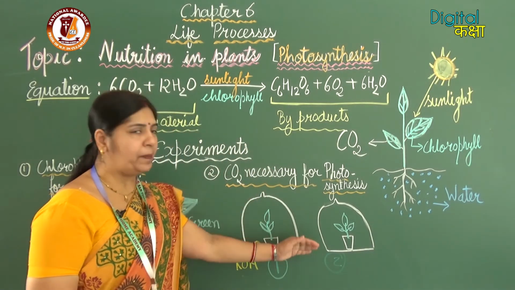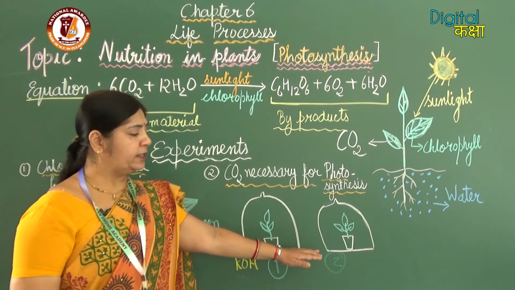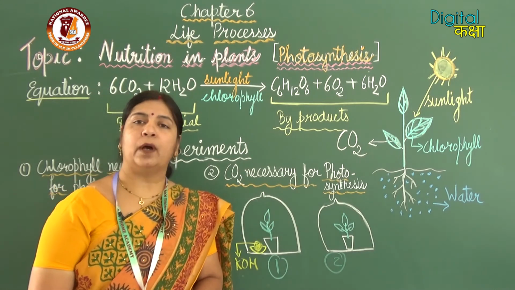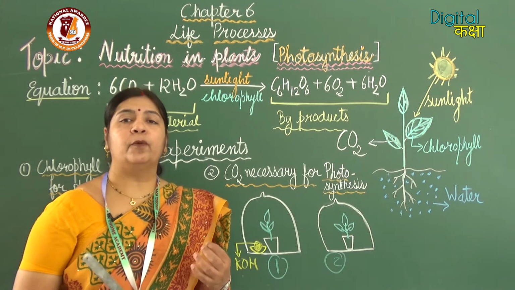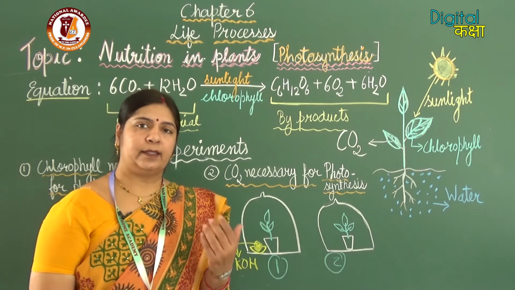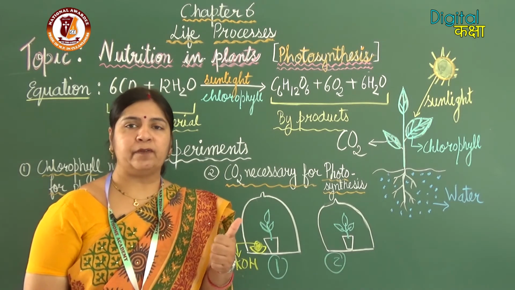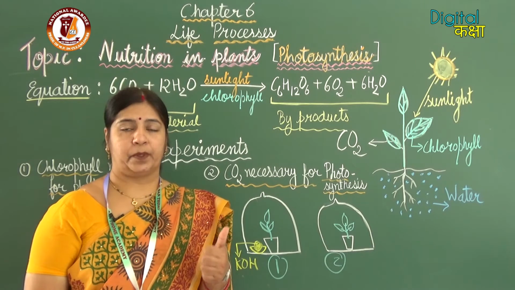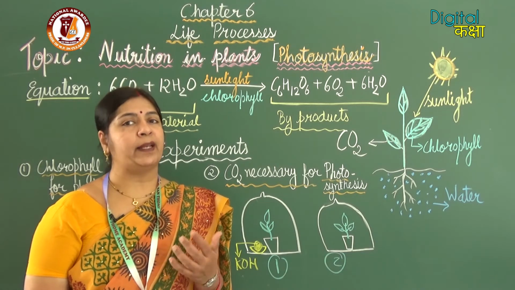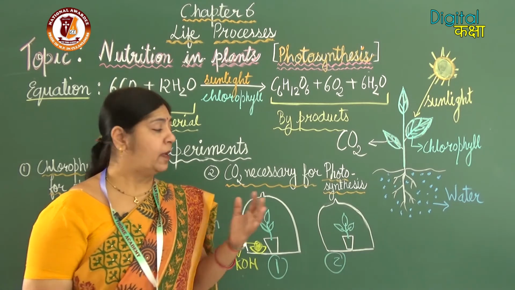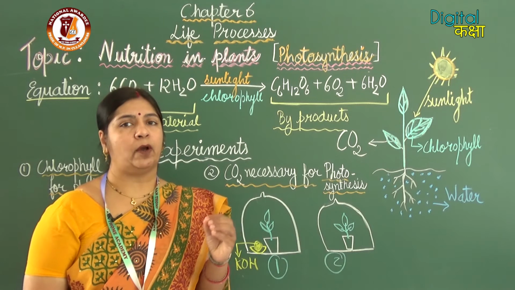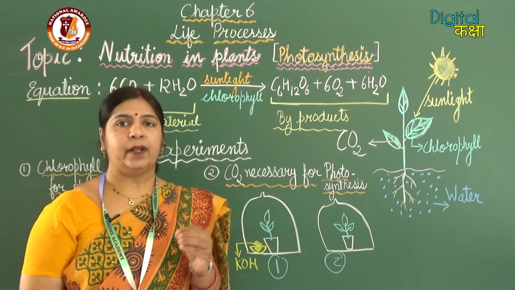So we will keep both the plants, one with KOH and another without KOH, covered with a bell jar out in the sunlight for a few hours. Now we will pluck leaves from both the plants, plant 1 and plant 2, and the procedure will be the same. First we will boil the leaf in water. After boiling both the leaves in water, we will boil the leaf in alcohol in a water bath. After boiling the leaf in alcohol, now we will put iodine solution on both the leaves and we will observe.